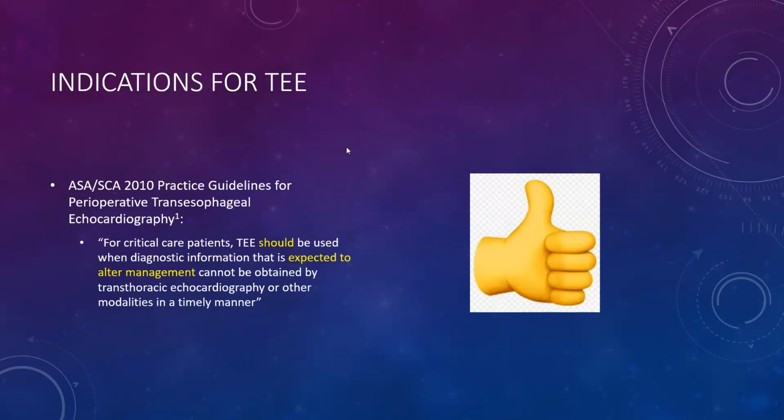So in critical care patients, and I apologize, these are societal recommendations, so this is ASA, the American Society of Anesthesiology, as well as SCA, Society for Cardiac Anesthesiologists. And these are the guidelines, again, for perioperative. But what they mention for critical care patients is that it should be used when diagnostic information that is expected to alter management cannot be obtained by transthoracic echo or other modalities in a timely manner.